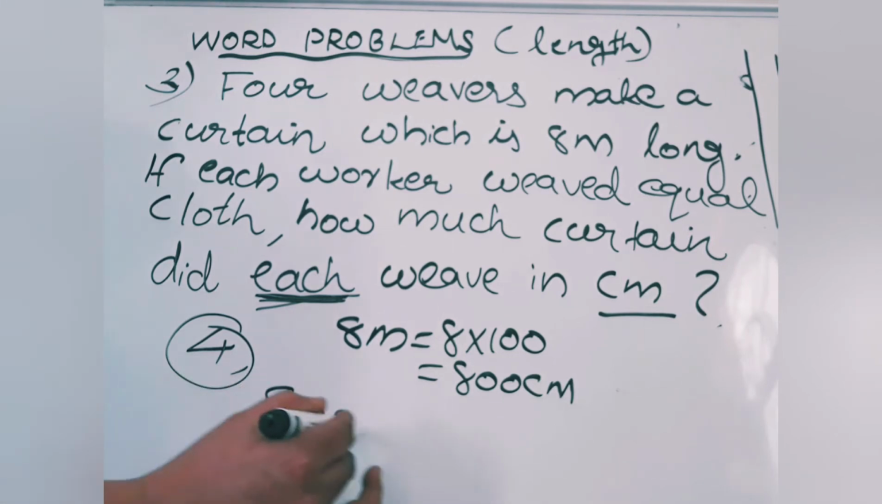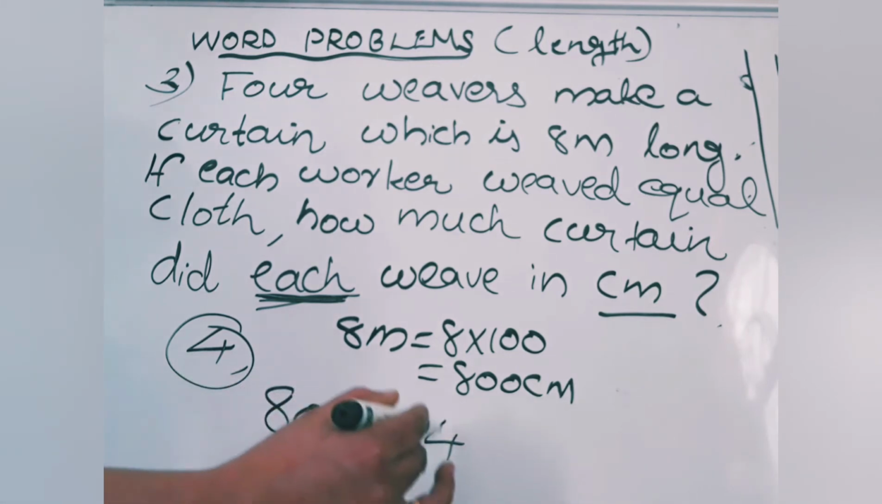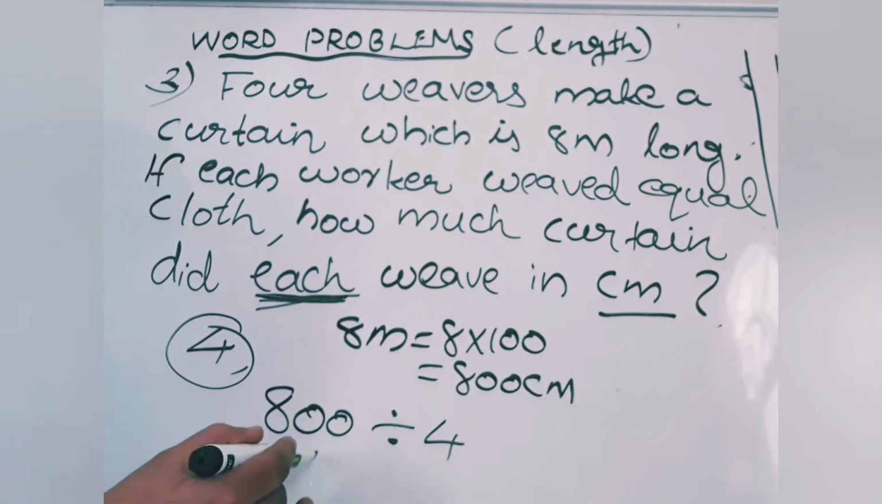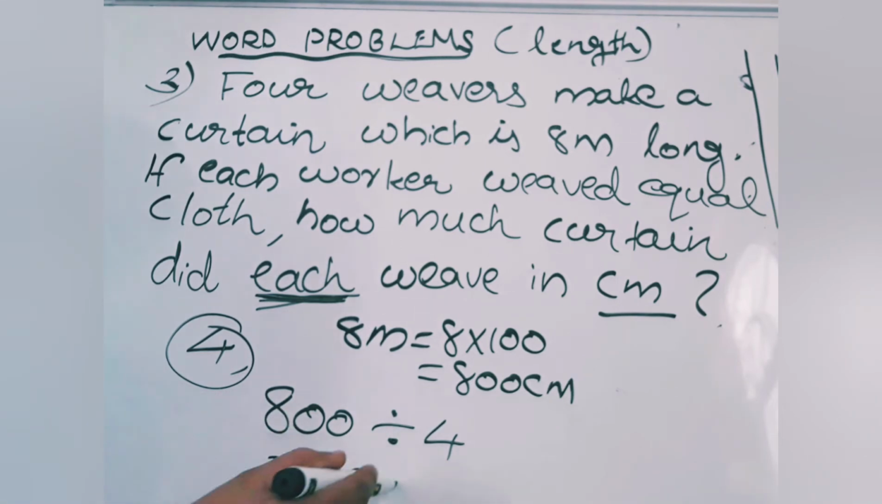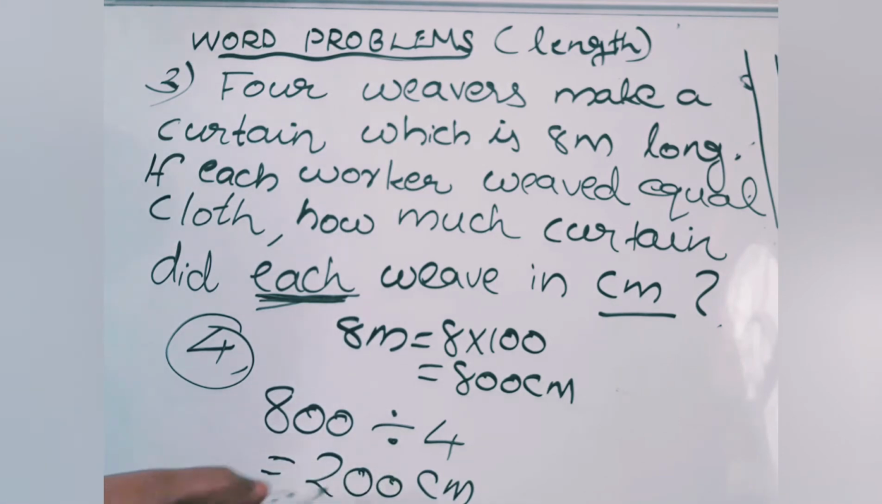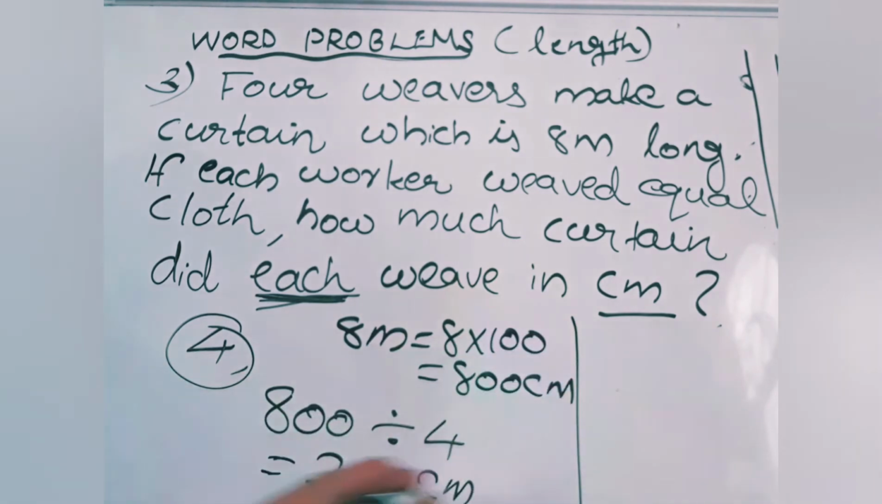So now it is clear, 800 divided by 4 we have to do. We know that 4 2s are 8, right? 4 into 2. So 200 centimeter is the answer. If they asked in meter, it will be 2 meter. But they asked in centimeter. So the answer is 200 centimeter.